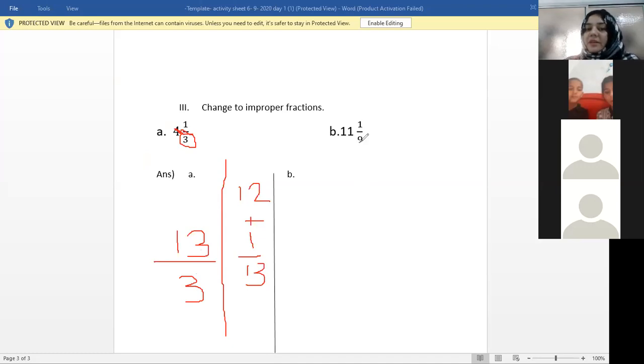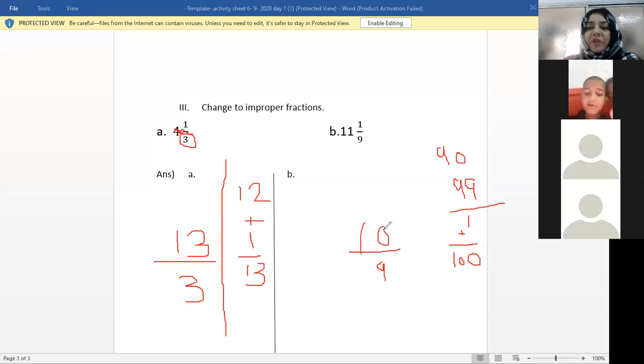Now let us go with this. 9 multiplied by 11. Instead of writing the full table of 9, it's very easy. 9 tens are 90, 9 ones are 9, so 99. 99 plus 1 becomes 100. Very good. 100 by 9. So the denominator will be the same and 100 will come up. Again, what fraction is this? Improper fraction.